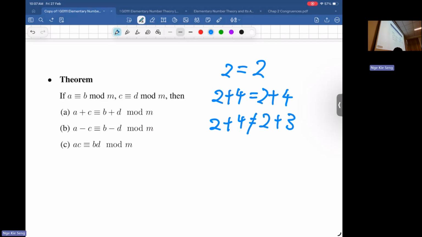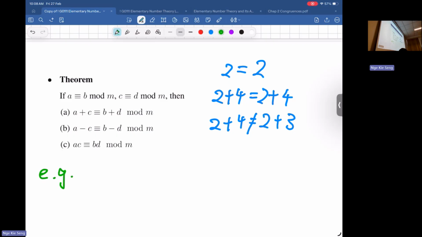But in this number system, as long as the two things you add are the same up to modulo m, they will be the same in modulo m. More flexible. The proof is similar to what we had before. Maybe let's do some examples to see this.